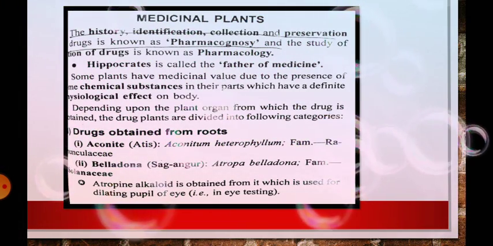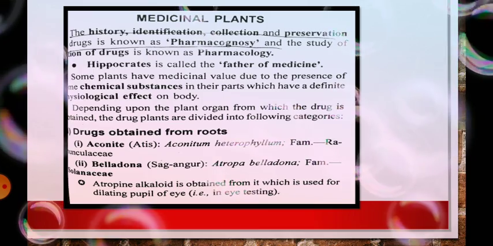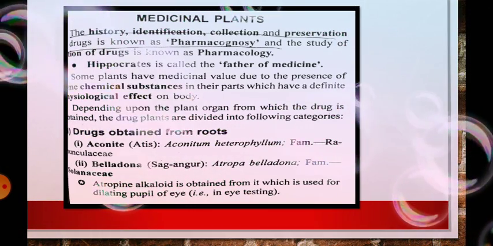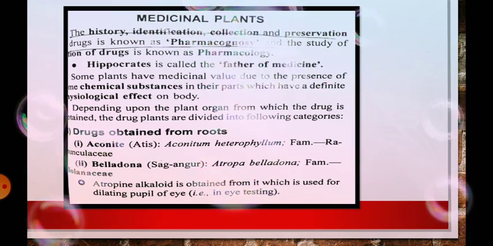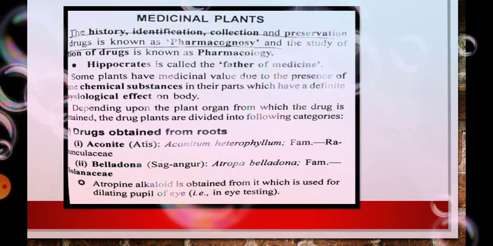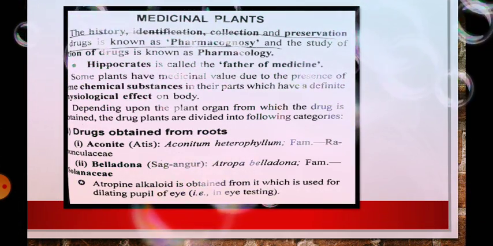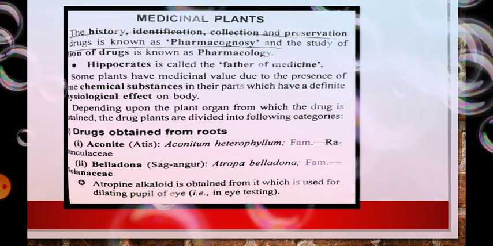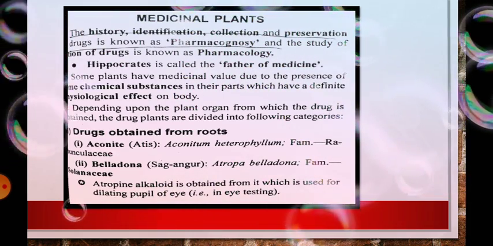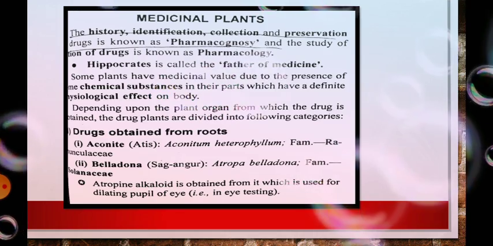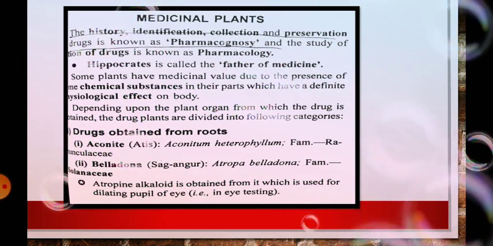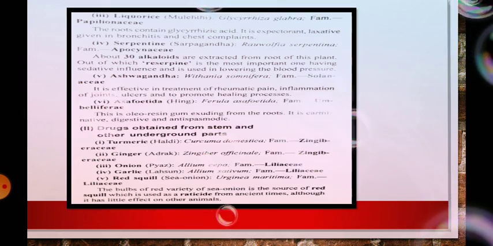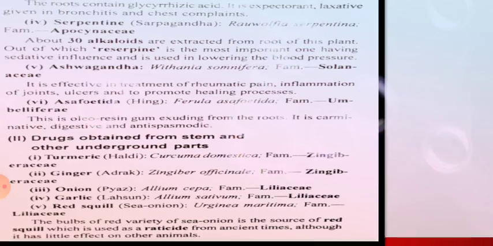Atropine is the alkaloid obtained from Atropa belladonna, which is used for dilating the pupil of the eyes, that is, for eye testing.